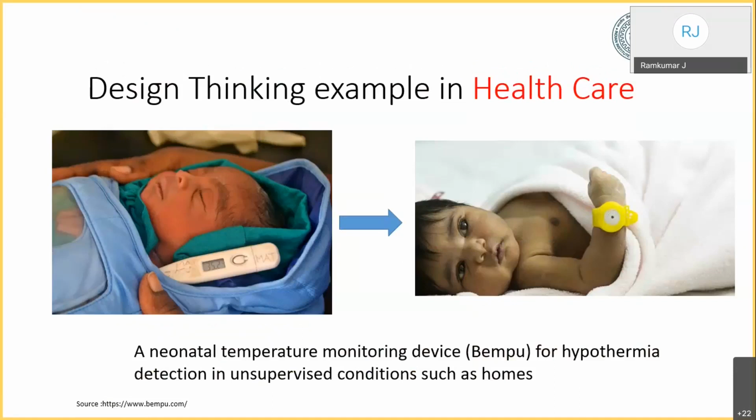This is the other thing: a neonatal temperature monitoring device. This is quite common in the north part of India and wherever there is a cold climate. Many or a few of the babies who are born during the peak winter season die because of cold fever. Cold fever is when the temperature falls below 98.4.